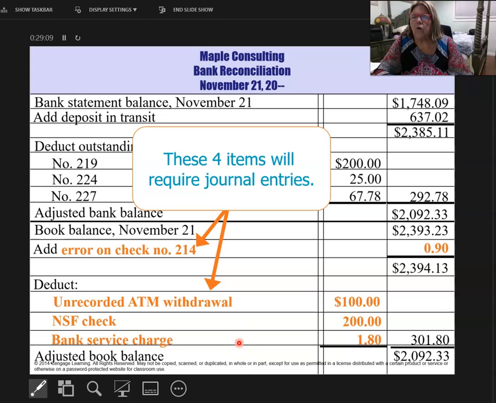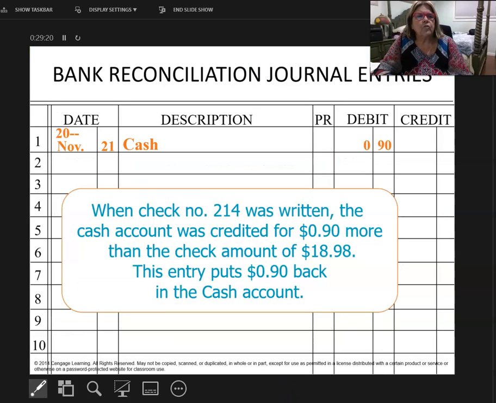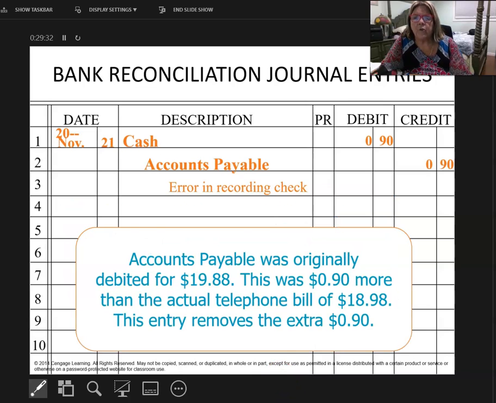And you already know half of the equation. Anything that was add, you're going to add to cash, which is a debit. Anything that is subtract is going to be a credit to cash. So here's our journal entry. That 90 cents was when I wrote somebody I owe money on a check, and I put it in correct. So the debit is to cash, the credit is to accounts payable. Always, an error in recording a check is always going to go to accounts payable. So there's the journal entry for that.